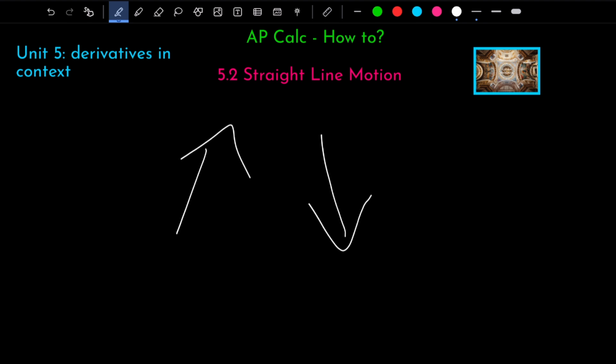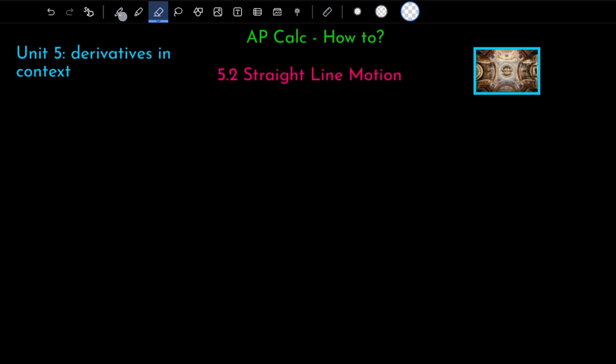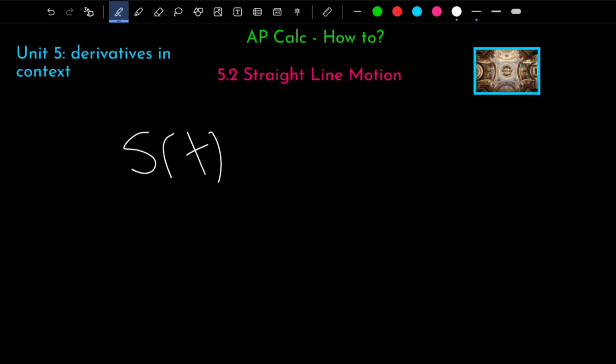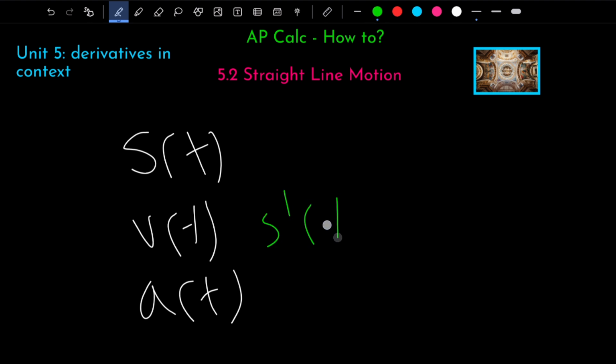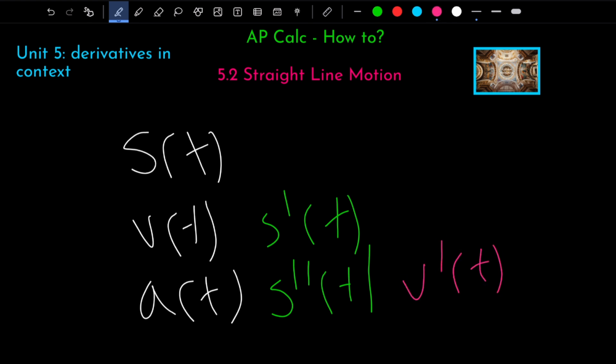Let's jump in. In calculus, motion problems revolve around three core functions: position, s of t, velocity, v of t, and acceleration, a of t. Now v of t is equal to s prime of t, a of t is equal to s prime prime of t, and a of t is equal to v prime of t. So you can see the correlation here.